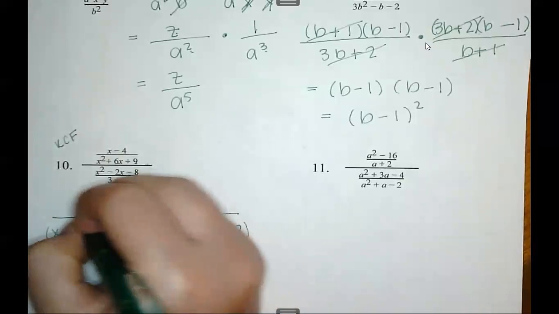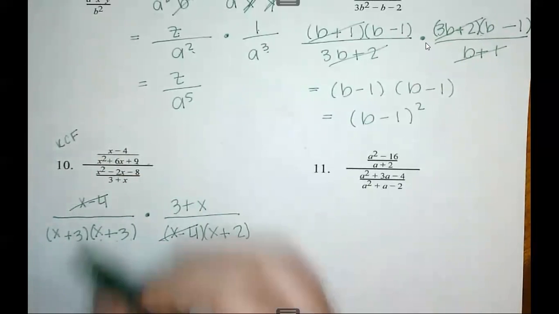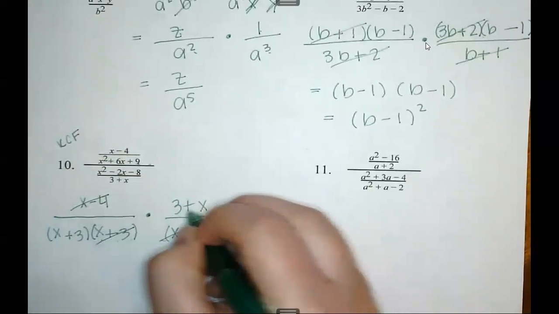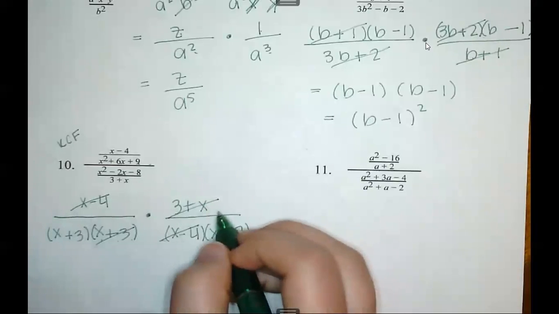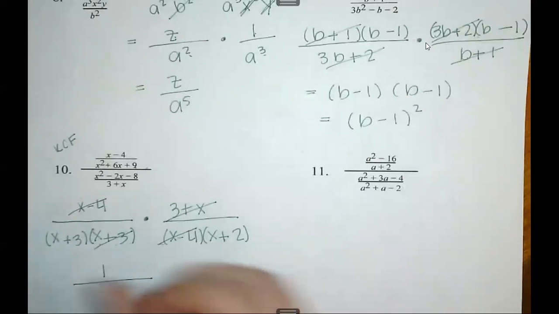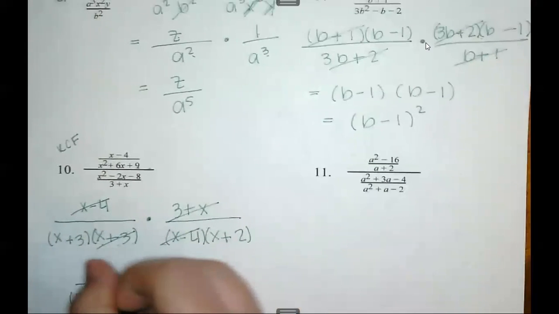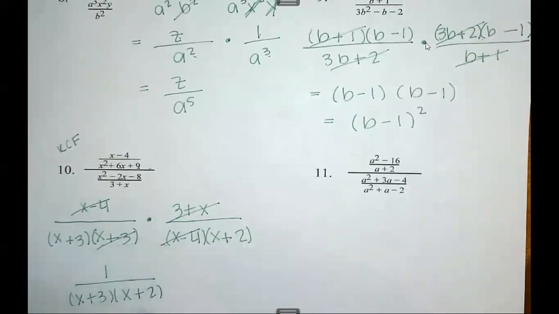So now I have an x minus 4 in top and bottom. And I have an x plus 3 and a 3 plus x. Remember, x plus 3 and 3 plus x do mean the same thing. Order is not important when adding. So those cancel out. So now in the top, all we have are 1s. So I have a 1 in the top over x plus 3 times x plus 2. And again, you can leave it just like that.